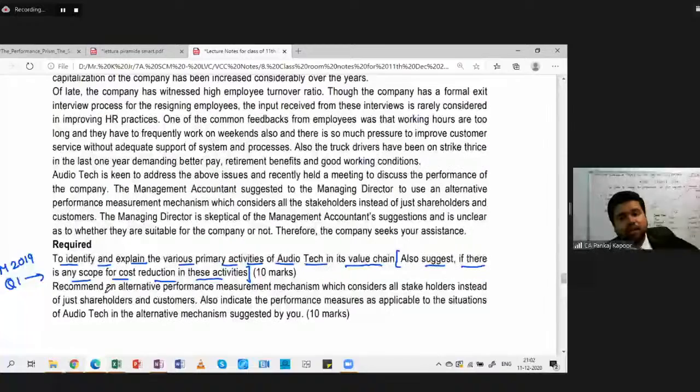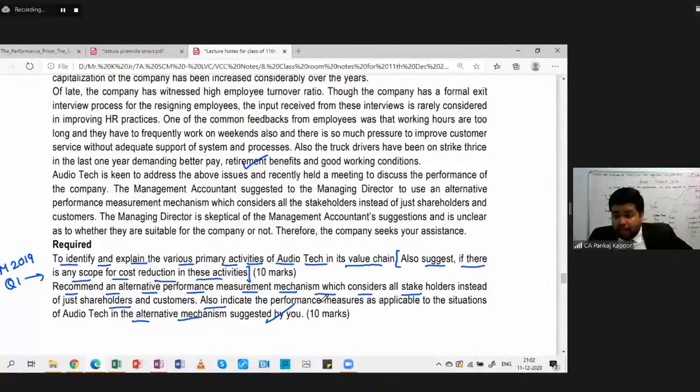Further, recommend an alternate performance measurement mechanism. Alternate. Presently, this organization is using the balanced scorecard. It is written in the facts of the case. Don't worry, we'll study the facts in the next class. They ask you for some alternate. Obviously, you'll highlight the limitations of the balanced scorecard and then start suggesting that the performance prism can be applied. So they basically wish to know how you will apply the performance prism to this particular case. Okay, so we'll solve this question in the next class.